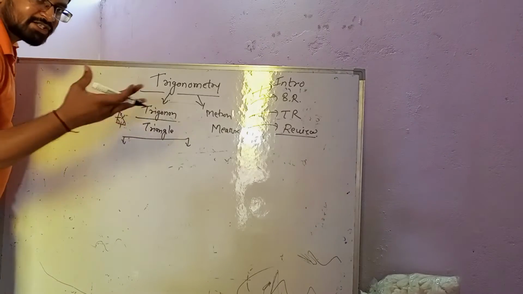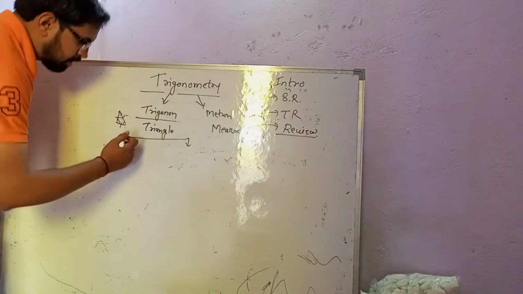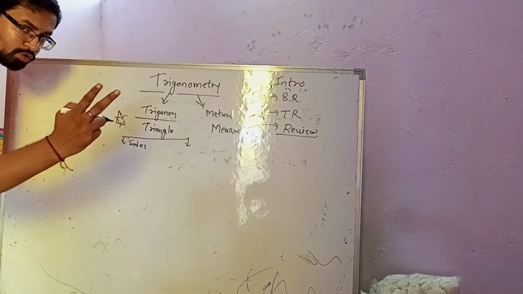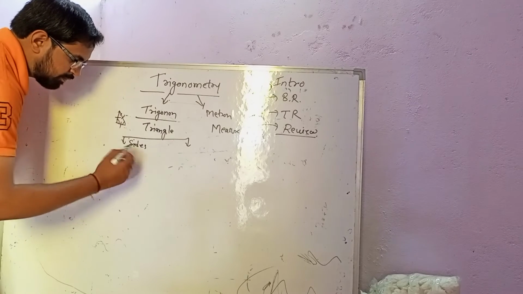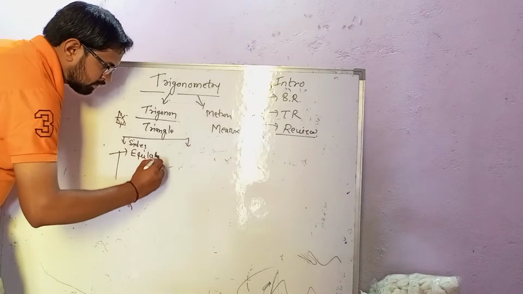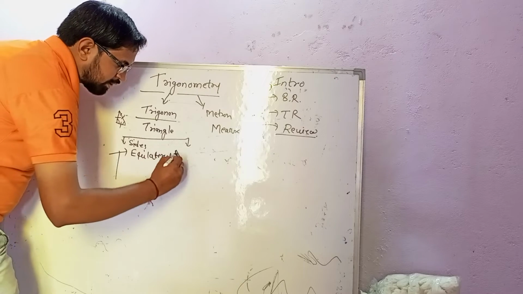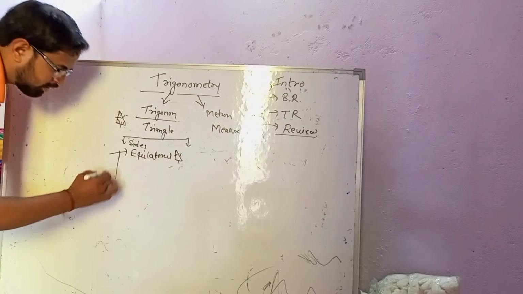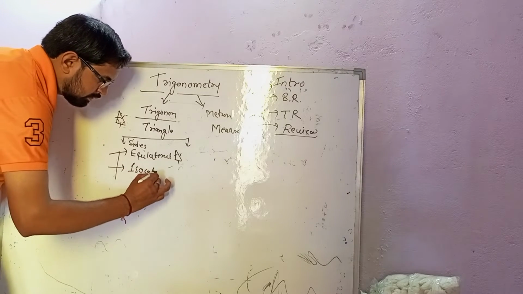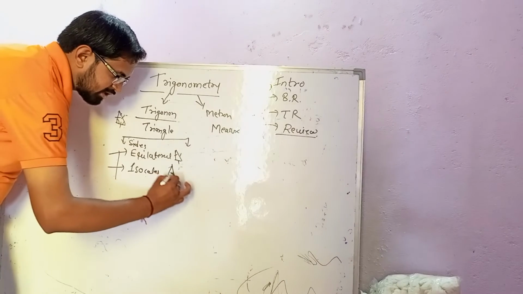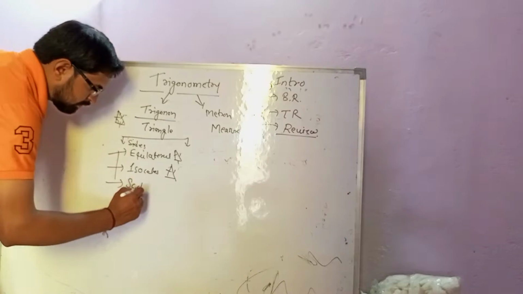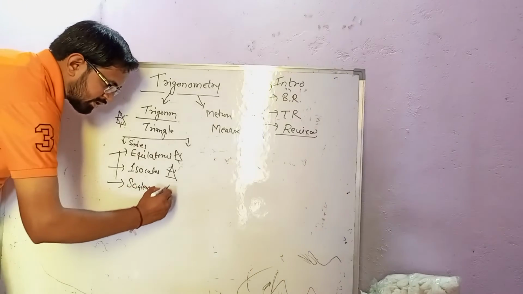On the basis of sides, we have three types of triangles. First is the equilateral triangle. All sides are equal. Second one is the isosceles triangle. Only two sides are equal. And third one is the scalene triangle. No sides are equal.